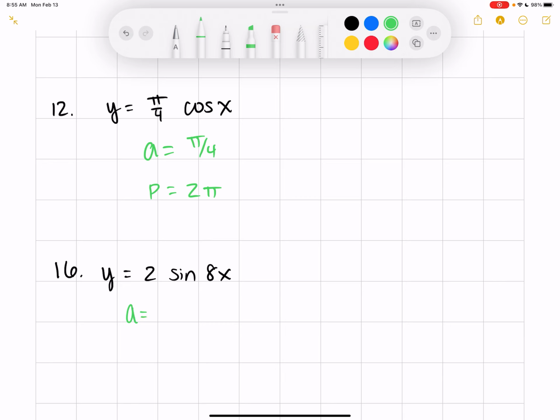So my amplitude is 2, and my period is what? Pi over 4. Okay, so 2 pi over 8, and then that will reduce. If it can be reduced, I do want you to reduce it. So that would be pi over 4. But always leave it in increments of pi if that happens.